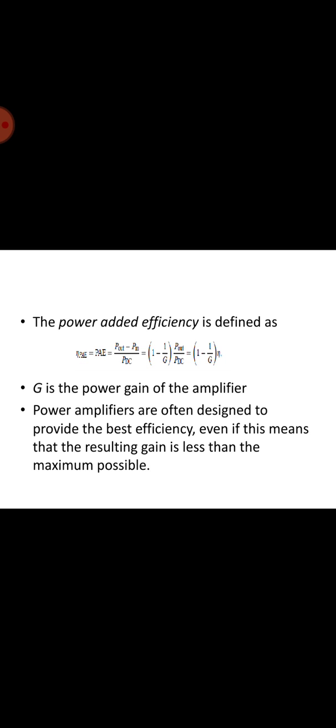Silicon power bipolar transistor amplifiers in the cellular telephone band of 800 to 900 megahertz have power added efficiency on the order of 80%, but efficiency drops quickly with increasing frequency. So power amplifiers are often designed to provide the best efficiency, even if this means that the resulting gain is less than the maximum possible. Another useful parameter for power amplifiers is the compressed gain, which is defined as the gain of the amplifier at the 1 dB compression point.